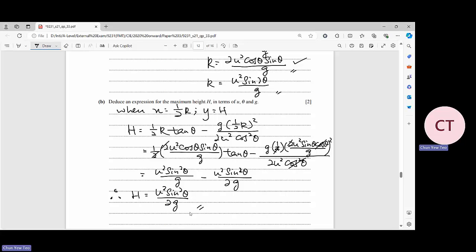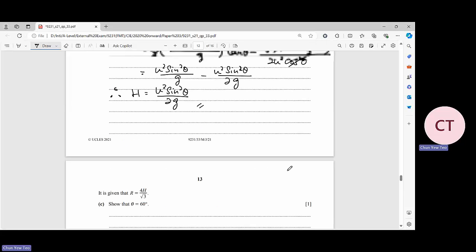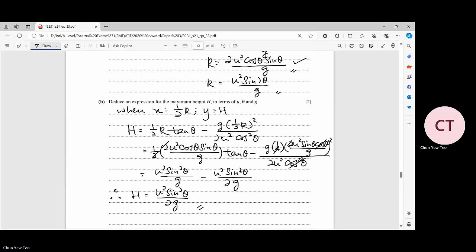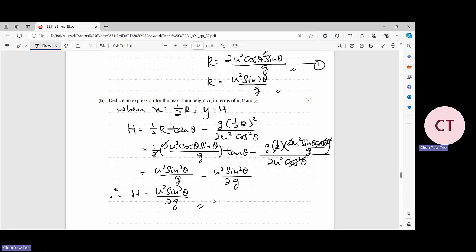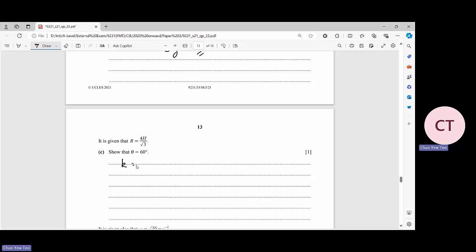Okay, just like that. Then after that, C, they are telling you that the R is equal to 4H over root 3. They want you to show that theta is equal to 60 degrees. Okay, maybe they want R and H. This is equation 1, this is equation 2. So they give you R is equal to 4H over root 3.